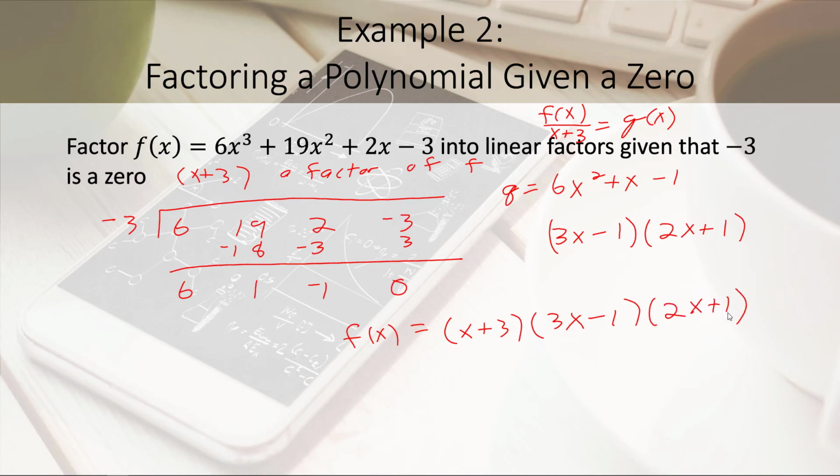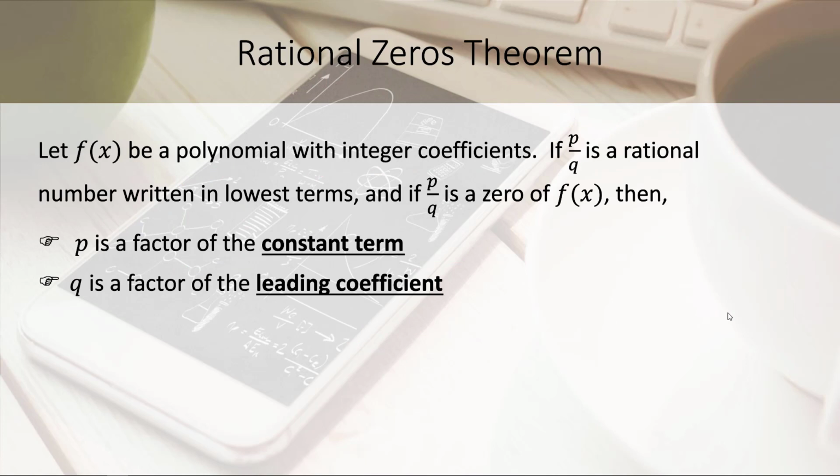Now, this brings us to the rational zeros theorem. And what is so great about this theorem? Well, let's suppose that you have a polynomial and you have no idea what the zeros might be. This will give you a list of candidates for zeros. And this is pretty much how it works.